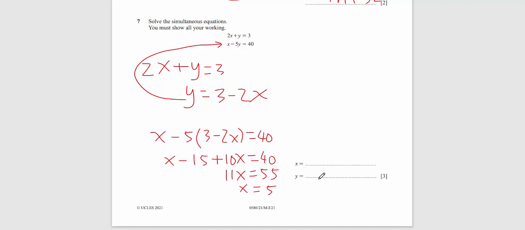Then after you get x, you can find the y. You can substitute into here. So you have 3 minus 2 bracket 5, and then y will be negative 7. So you already have the x value and the y value.